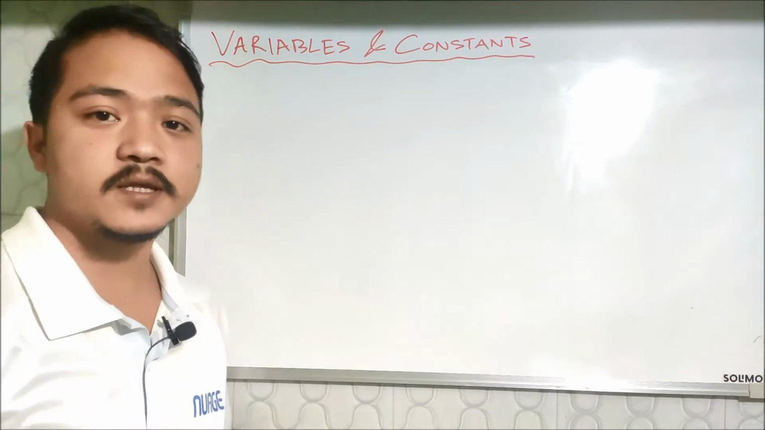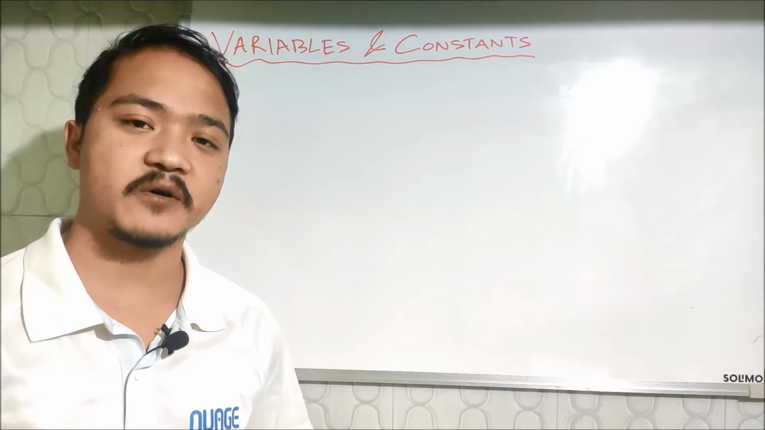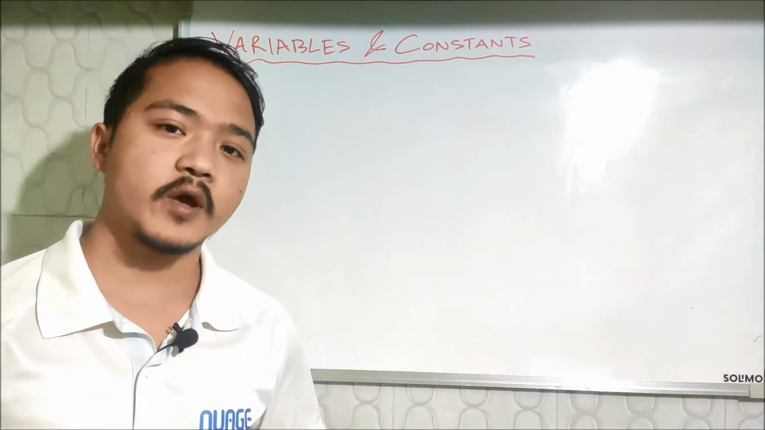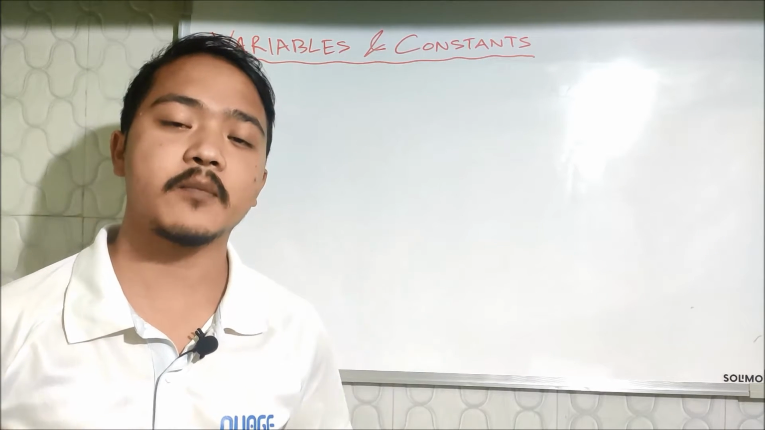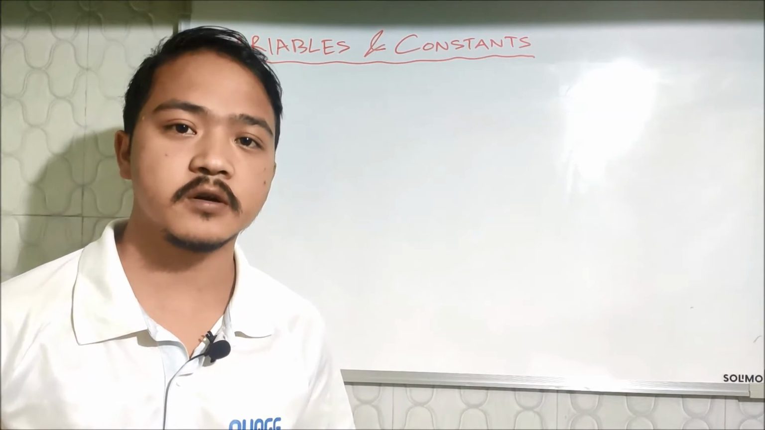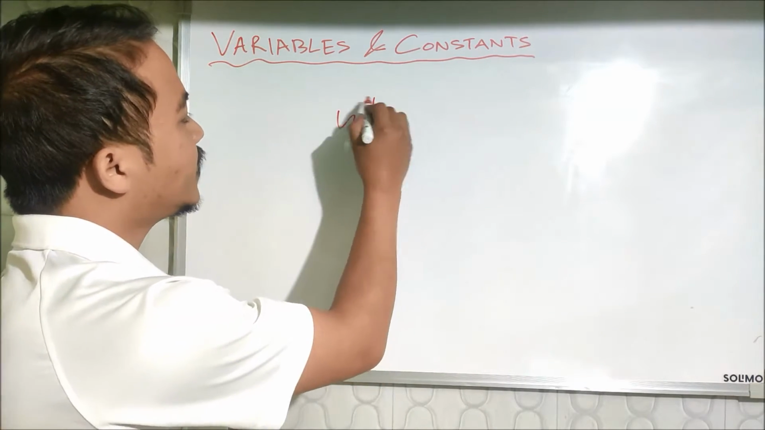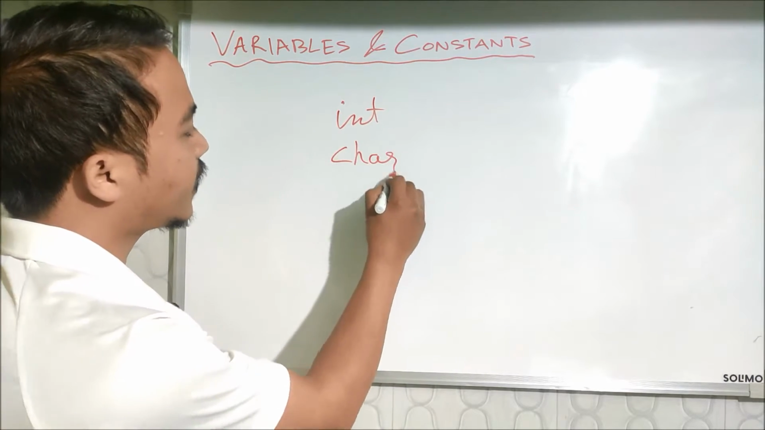So next we will discuss variables and constants. What are these variables? Before, we discussed the basic data types. They represent what type of data you want to store. If you want to store an integer, you give an int. If you want to store a character, you give a char.